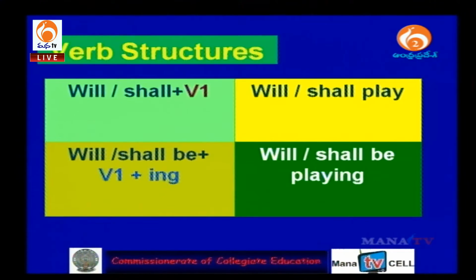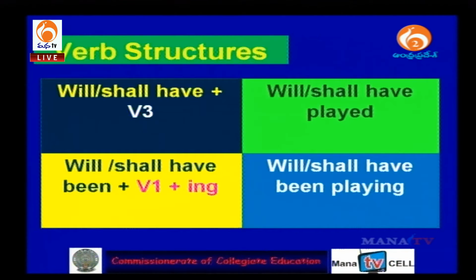Now, we find different verb structures in the future time. Take for example, if we use will or shall with the V1, that is the infinitive form, we can have the simple future tense, just like will play or shall play. Similarly, if we use will be or shall be plus ing form for V1, we find the example like will be playing or shall be playing. In these two examples, we see simple future for the first example and future continuous for the second example.